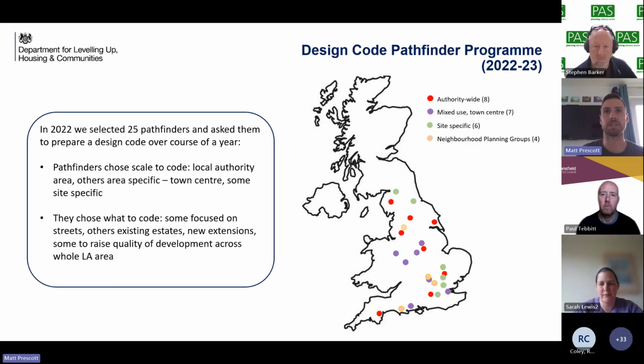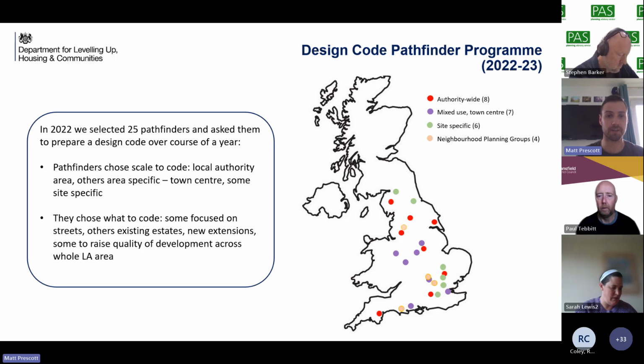So moving on to the Design Code Pathfinder program. In 2022, we selected 25 Pathfinders and asked them to prepare a design code in line with the National Model Design Code. Pathfinders had free rein to choose the scale at which to code. On the right-hand side there, you can see there's a variety in terms of authority-wide, town centre, site-specific, and there were also 4 neighbourhood planning groups who joined the programme to code for their neighbourhood areas.